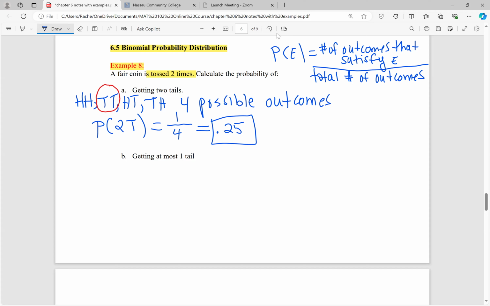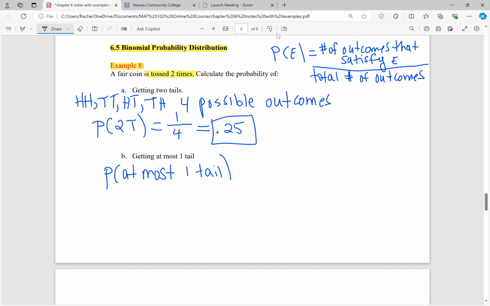So now let's look at part B. Part B asks, what's the probability of getting at most 1 tail? At most means that's the most amount of tails we could get, but we could get anything less than that. So this includes the probability of 1 tail. We don't have to write this down, we can just say it out loud: the probability of one tail or zero tails. That would be at most one tail. We could have at most one or none.